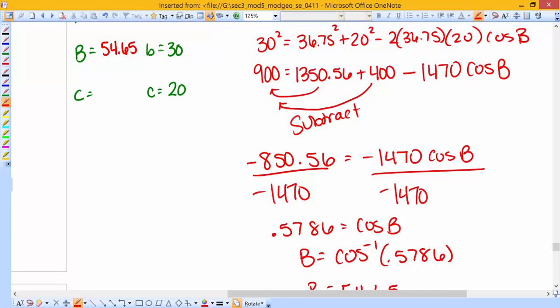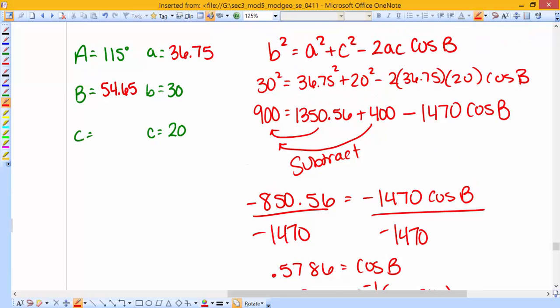In order to find angle C, it's going to be 180 minus 115 minus 54.65, which gives me 10.35. Now, some of you might have something a little different as you guys are working through these because of you cutting off decimals. Please don't cut off decimals.